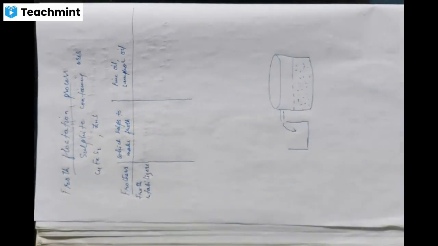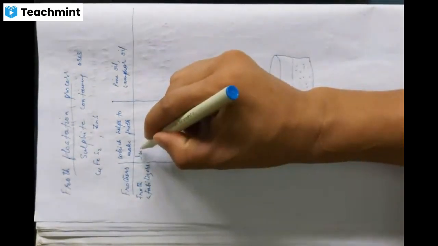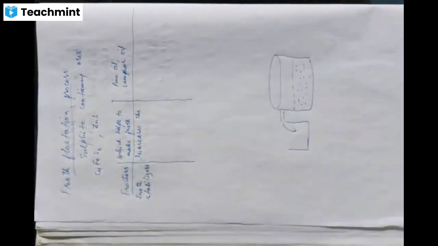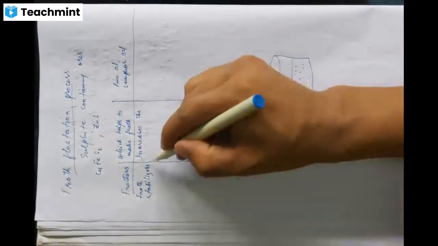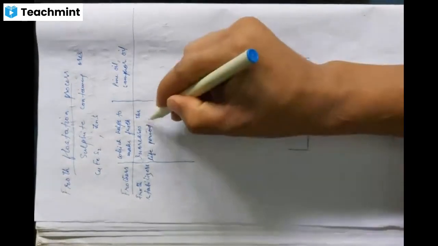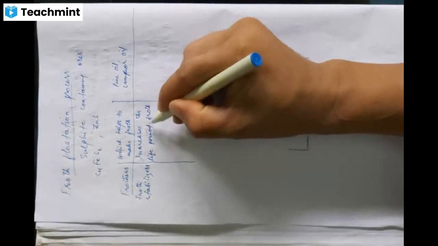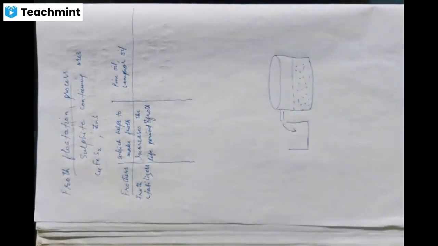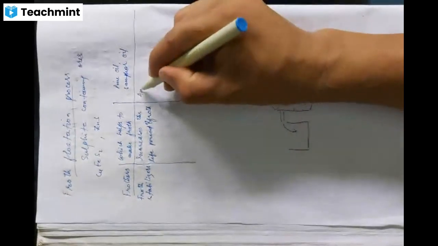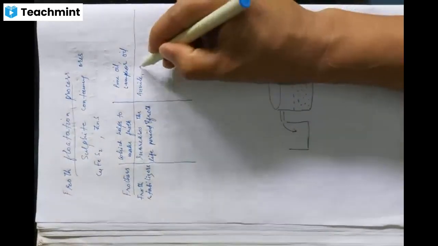So what is the purpose of these froth stabilizers? It increases the life period of the froth. And usually these are again some other organic compounds like aniline or cresol.